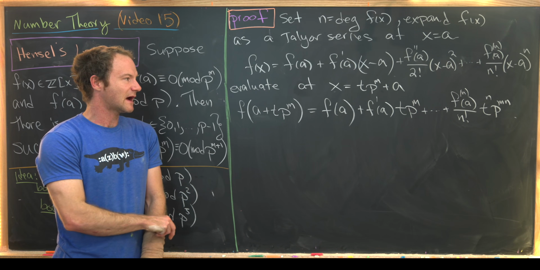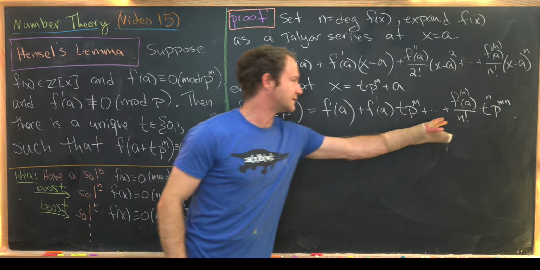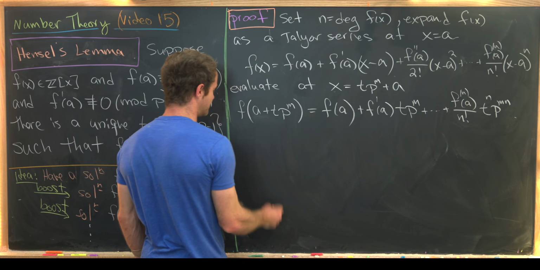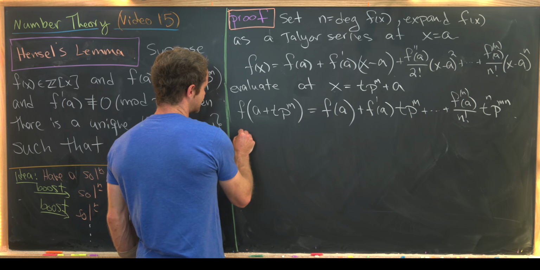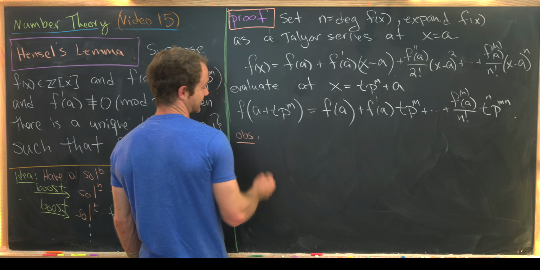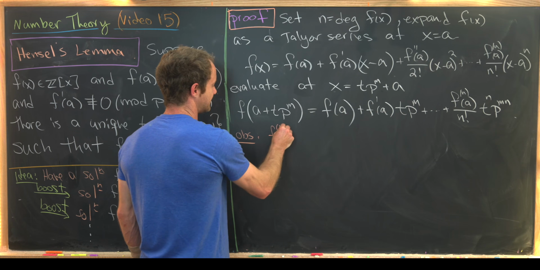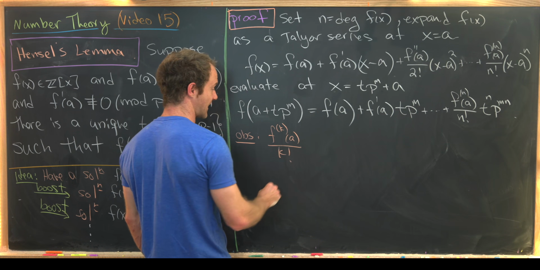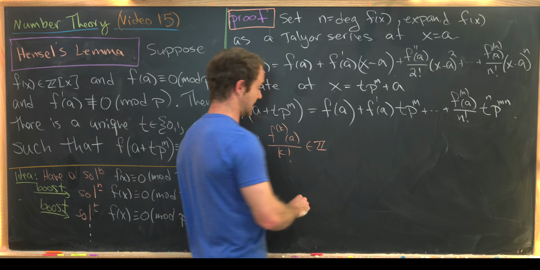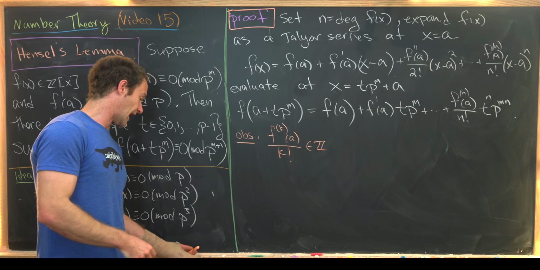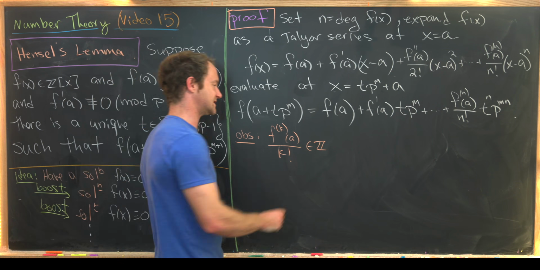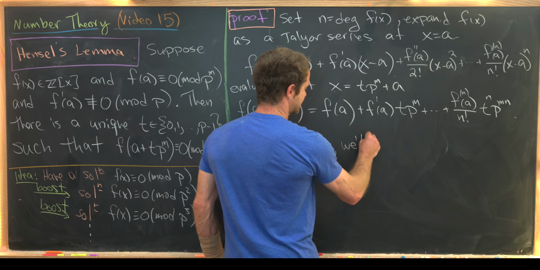Okay, now this might look a little bit problematic because we've got these things in the denominator, but this is actually not a problem. So maybe let's do that with the following observation. And that is the kth derivative evaluated at a over k factorial is always an integer. And we can actually prove this by proving something quite a bit simpler. And I'll spell that out here.